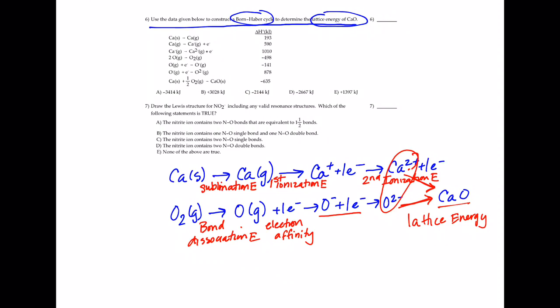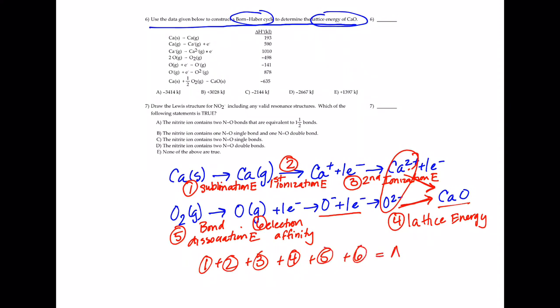And so what I'm going to do is I'm just going to label them so I don't have to write all the words again. I'm going to label this one as 1, this one as 2, this one as 3. My lattice energy is going to be 4. My bond dissociation energy is going to be 5, and my electron affinity is going to be 6. And how they all add up is basically 1 plus 2 plus 3 plus the lattice energy plus the bond dissociation energy plus the electron affinity. All those add up to be the delta H of formation of calcium oxide.